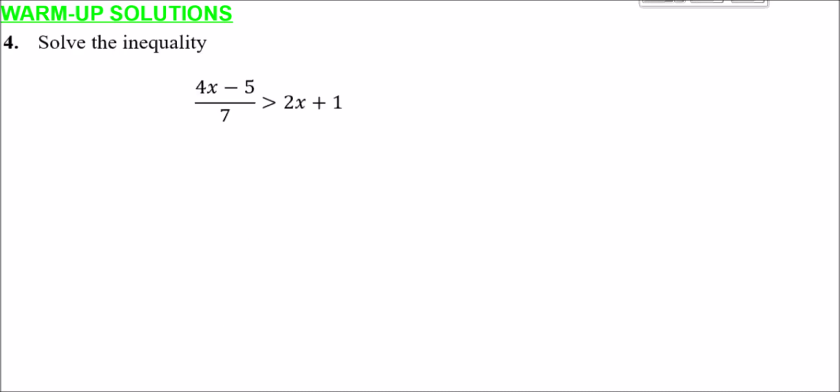Last but not least, question 4. Solve the inequality (4x minus 5) over 7 greater than 2x plus 1. This should be very simple, but just serves as a refresher from GCSE really, if nothing else. So multiply through by 7.